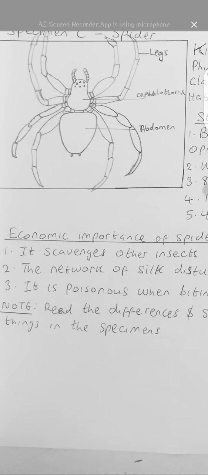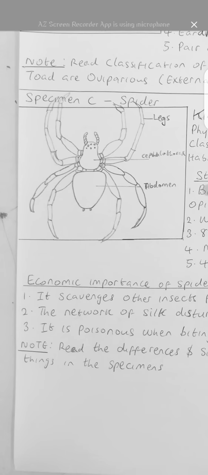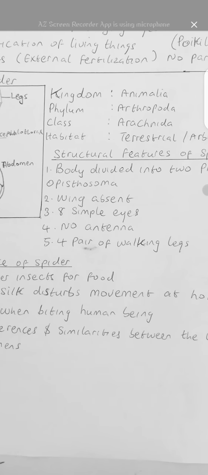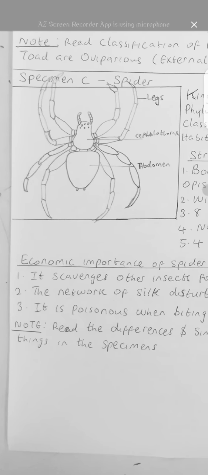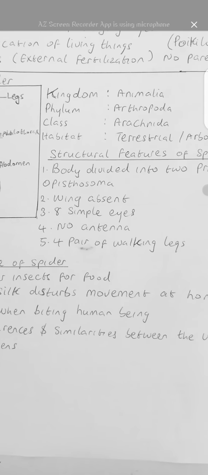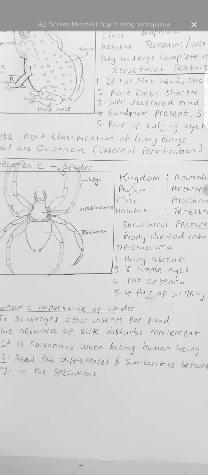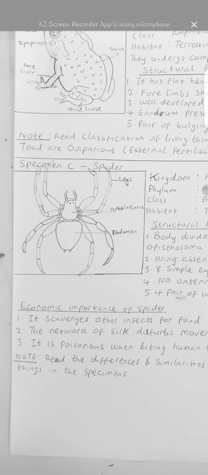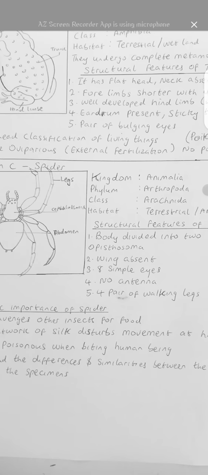So let's look at the economic importance of spider. Number 1, spider scavenges other insects for food. Number 2, the network of silk disturbs movement at home. You know how the web is a nuisance in your various homes. Number 3, it is poisonous when it bites a human being.